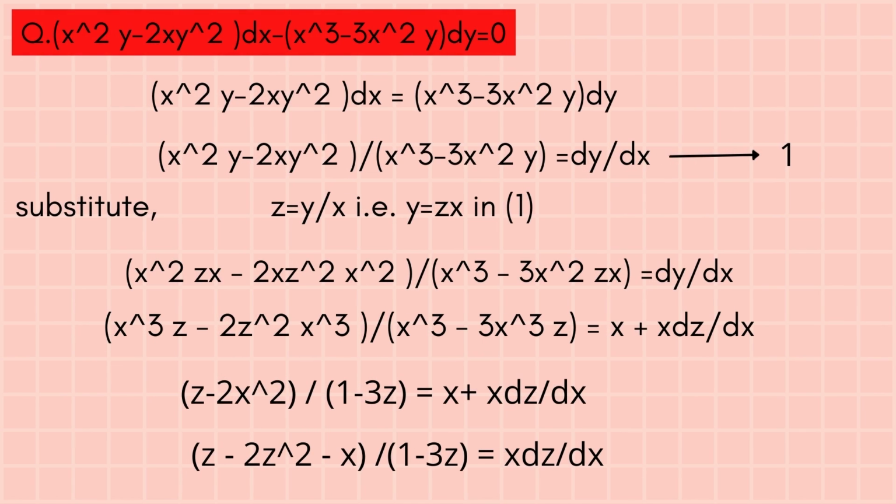Now let us solve a question. We are given a differential equation. We'll move the terms to get it in the form of dy upon dx, which is shown by equation 1. Now we have to substitute z is equal to y upon x, that is y is equal to zx in equation 1. Upon substituting, we get x square zx minus 2x square upon x cube minus 3x square zx is equal to dy upon dx. On rearranging the terms, we get x cube z minus 2z square x cube upon x cube minus 3x cube z is equal to x plus x dz upon dx.